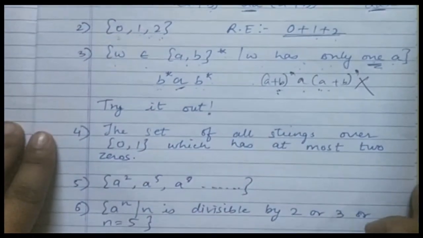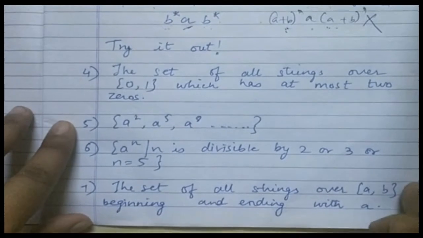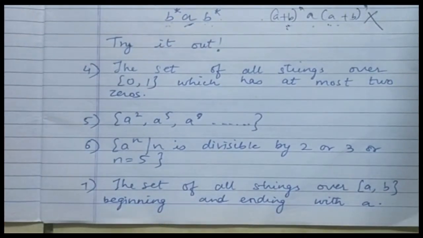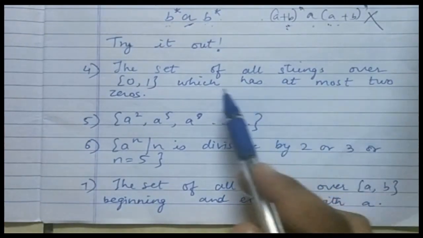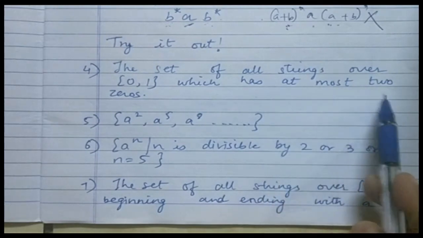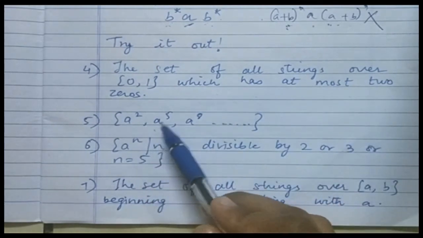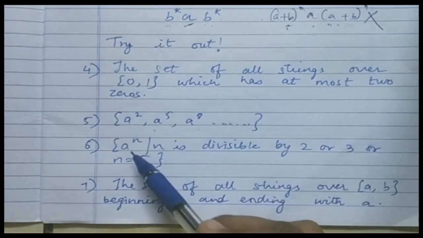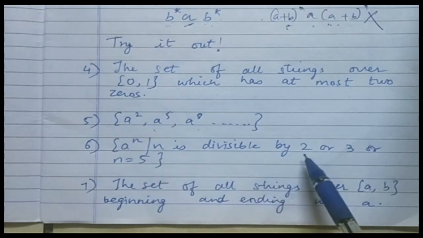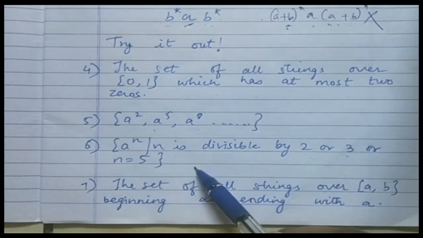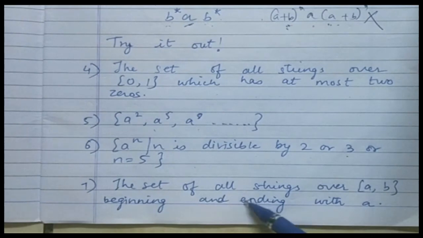I hope you have understood. You can try out these problems: the set of all strings over 0 1 which has at most 2 zeros, then a raised to 2, a raised to 5, a raised to 8, then a raised to n where n is divisible by 2 or 3 or n equals 5, and the set of all strings over a comma b beginning and ending with a. Just have a happy practice time and let me know in the comments whether you were able to solve it or not. Thank you.